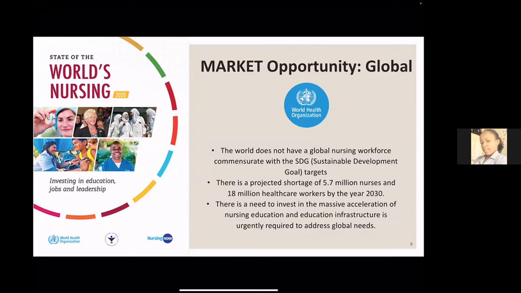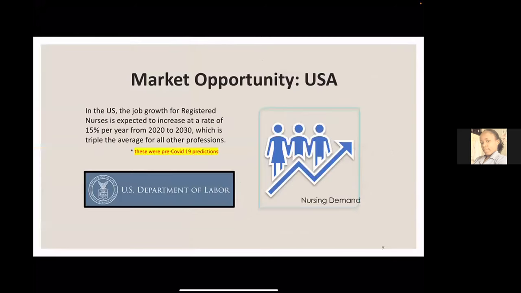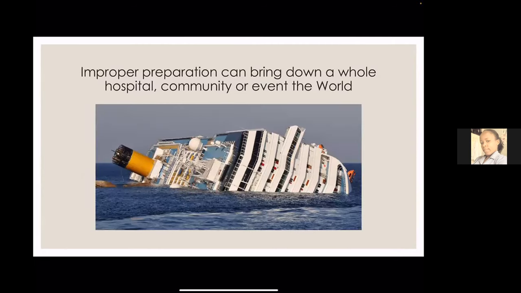So there is a need to invest in massive acceleration of nursing education and educational infrastructure urgently to address our global needs. Even in the US, and again, the statistics unfortunately were taken pre-COVID because they're not available yet post-COVID, they showed that the growth for nursing in the US alone is going to be one of the fastest growing professions there is, aside from software. So 15% per year from 2020 to 2030, and that's triple the average growth of other professions. If we don't prepare now, what we've seen with COVID is going to be 10 times worse in 2030 if we do not have the numbers needed, nurses and healthcare workers in general, to manage any kind of global pandemic or other type of world event. So we need to prepare.